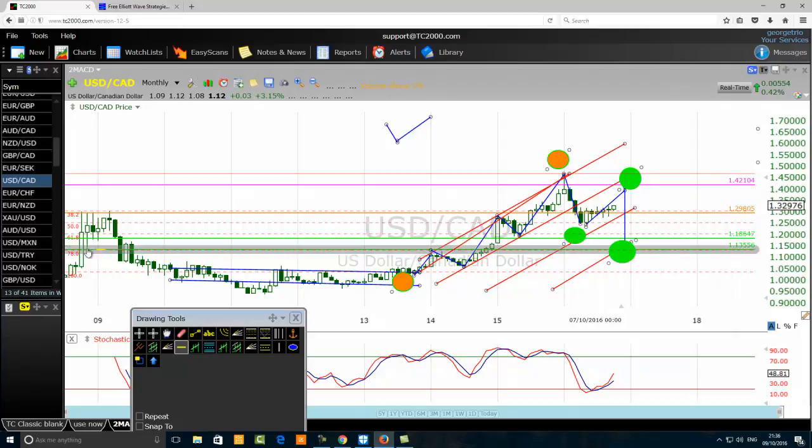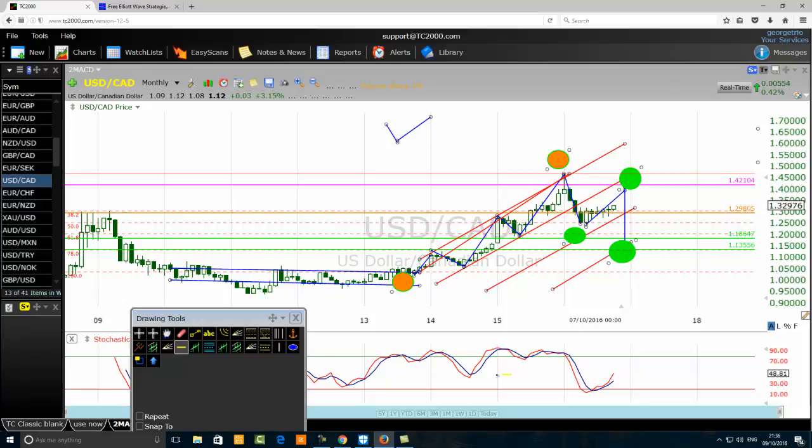You can see the 78% here. This is 78%. So we are expecting the corrective phase that is underway to end right here at the level of 11355. This is how one can forecast the end of the corrective phase using the retracement of the second wave in relation to the first wave of the motive wave. It is very simple. It's also powerful.